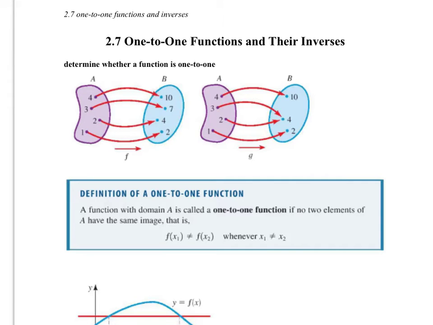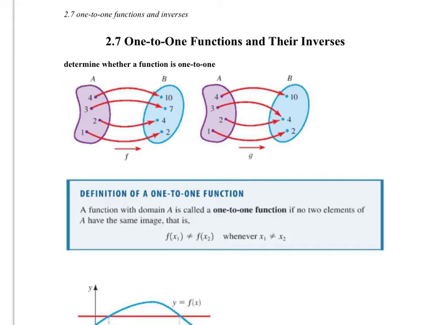We study one-to-one functions, and to understand what those are, we look at the definition. A function is one-to-one if no two elements of the domain have the same image. That is, whenever two domain elements are different, the range elements have to be different. So whenever x1 and x2, two x values, are not the same, then the two function values also cannot be the same.